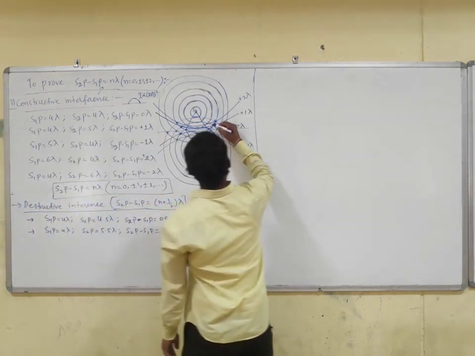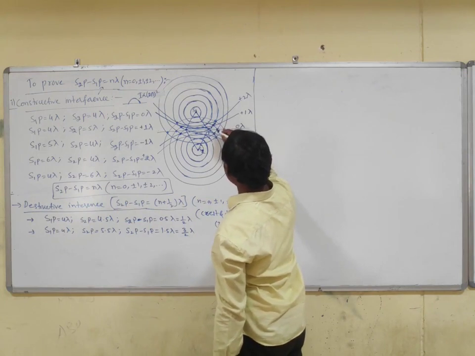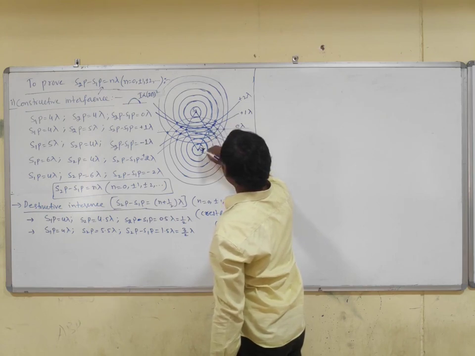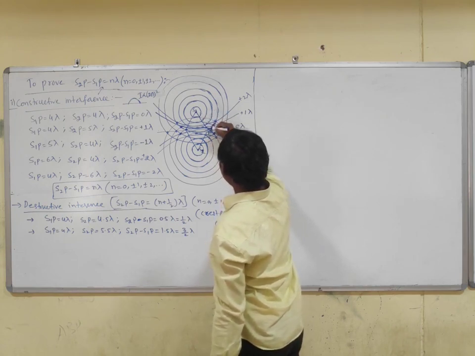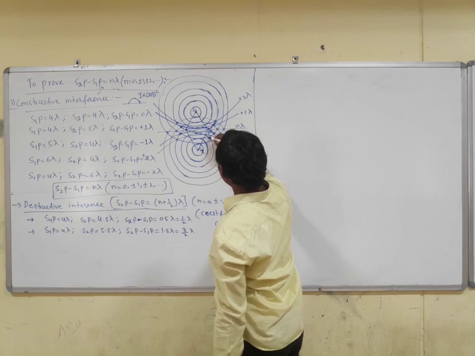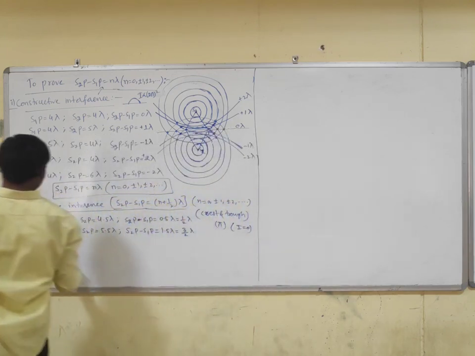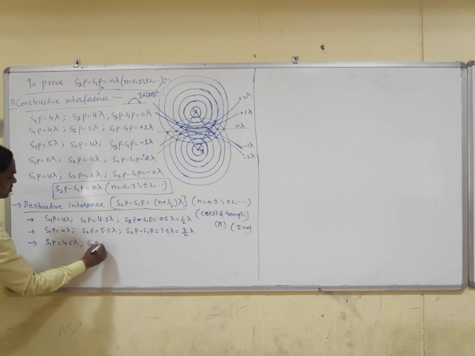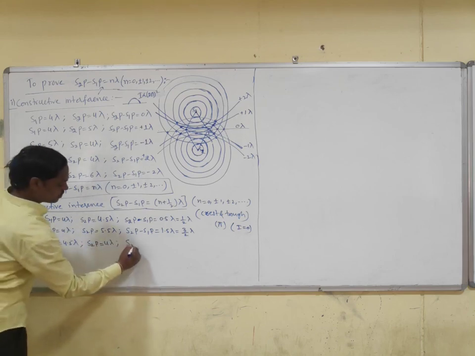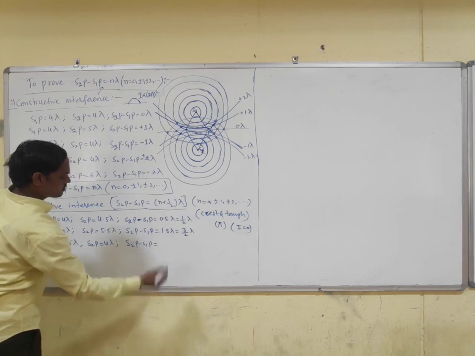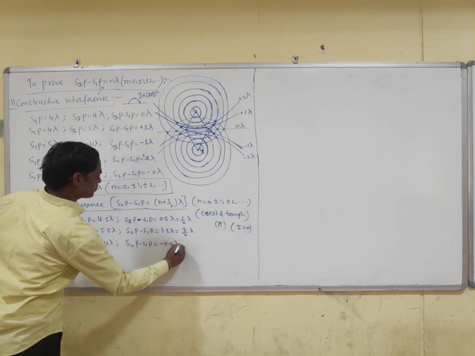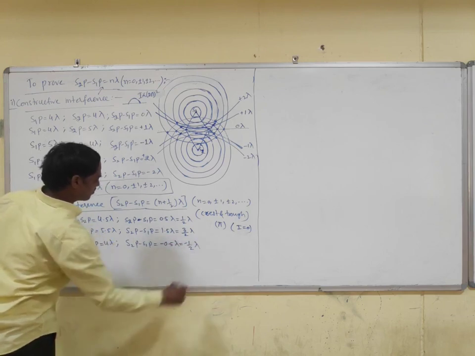Okay. Now if you take negative direction in the below points, if you take below points, this point, let us take 1, 2, 3, 4.5, 1, 2, 3, 4. Okay. Just it is reverse to this. So S1P is equal to 4.5 lambda, S2P is equal to 4 lambda. So S2P minus S1P is equal to how much? It is minus 0.5 lambda. That is minus half lambda.